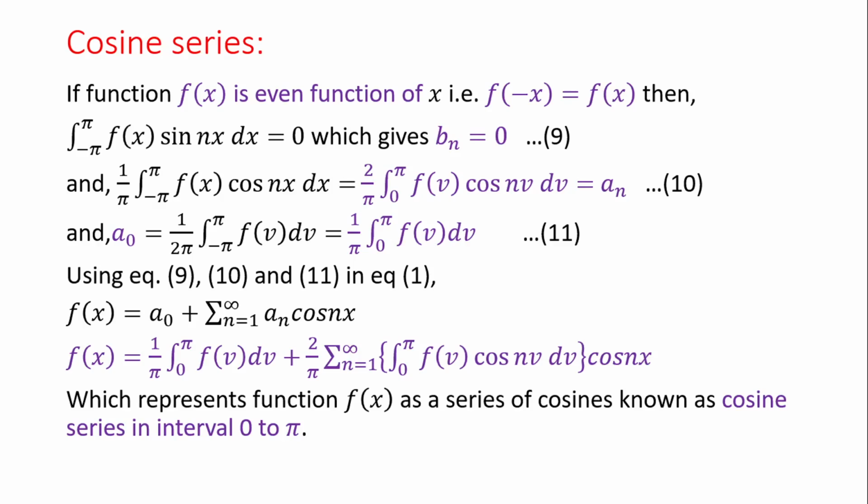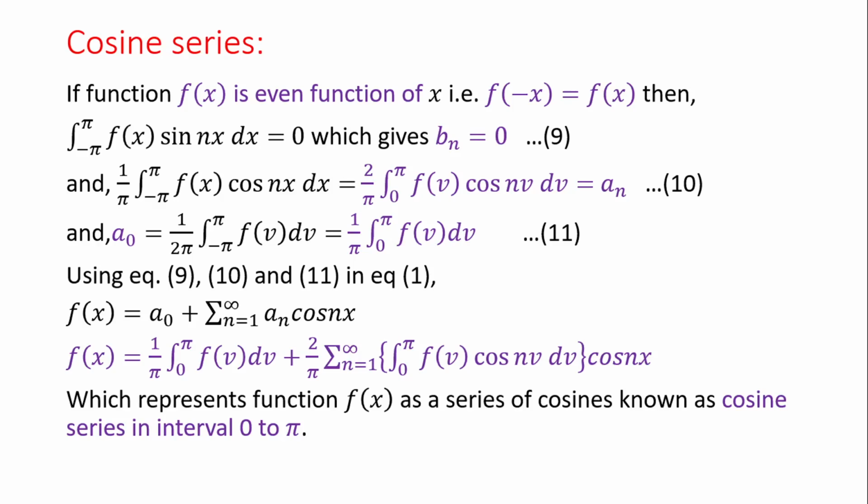And what about the value of a0? We evaluated it already, and it is equal to 1 by 2 pi, integral from minus pi to pi of f(v) dv. So it survives again. Let us call it equation 11. So Bn is equal to 0 when f(x) is an even function, while an and a0 survive.